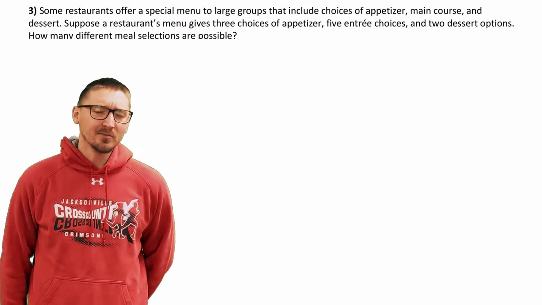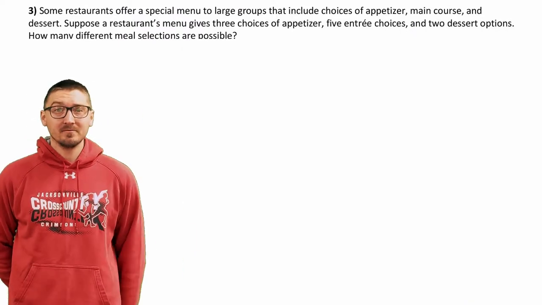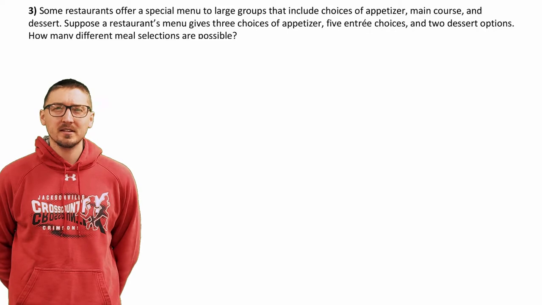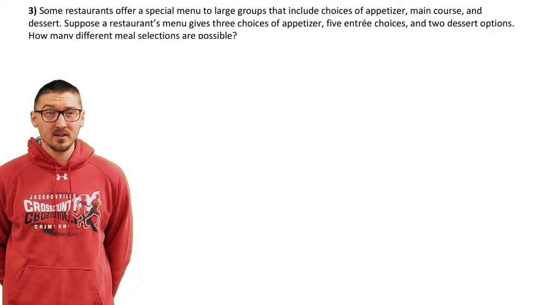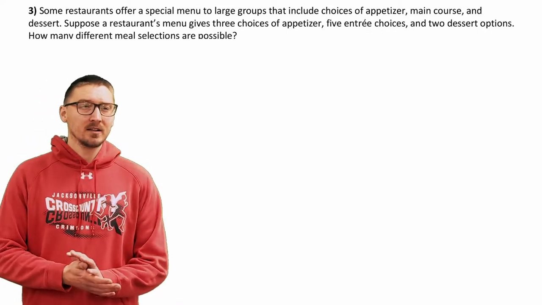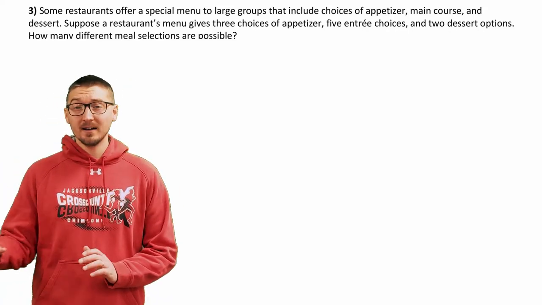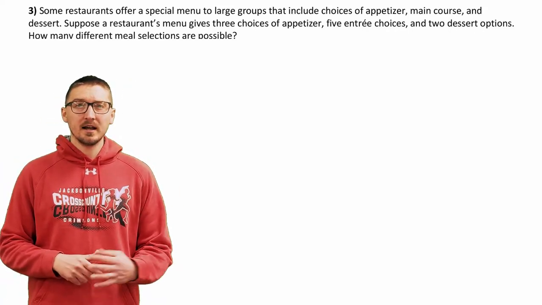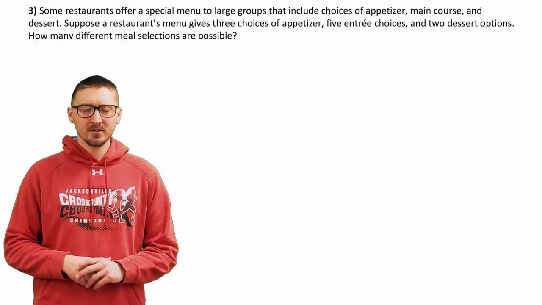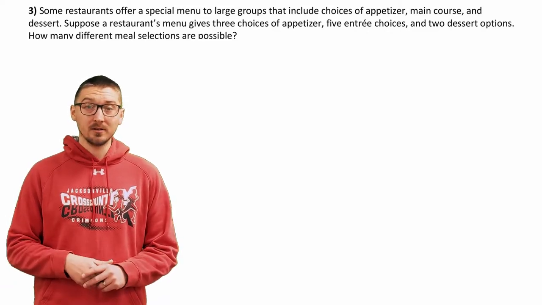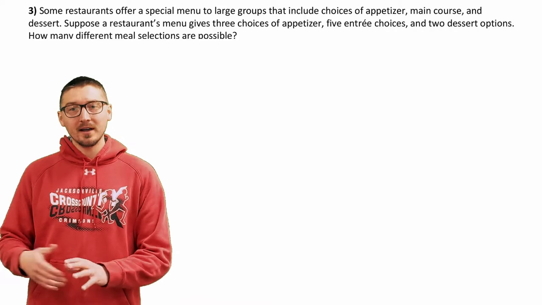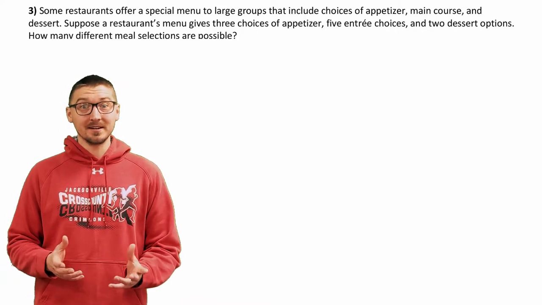Number 3, some restaurants open a special menu to larger parties, and that might include things like appetizers, main courses, and desserts. And suppose a restaurant's menu gives 3 choices of an appetizer, 5 choices for entrees, and 2 dessert options. How many different meal selections are possible? How many days could you go as a large group and get something different?